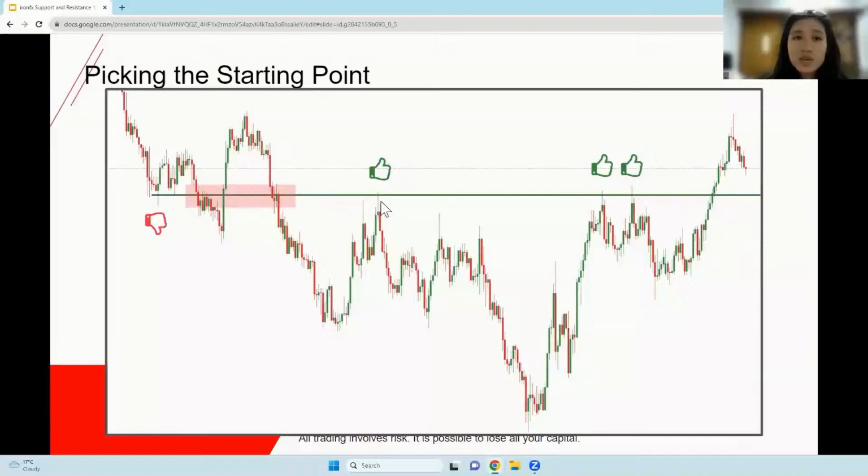Something like this would have multiple swing highs. We can just stop the support, or in this case, resistance. We can stop the resistance level just at this green thumb here, and it would already be considered a pretty significant level because we have three swing highs that line up nicely at the same level. Which is important because you can see that price has tested this level many times before.